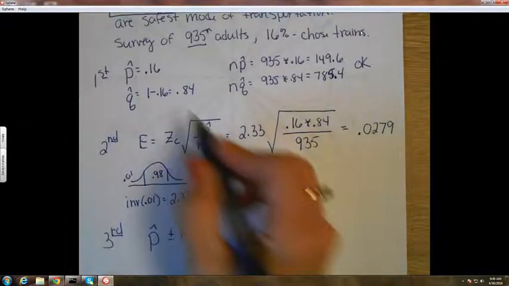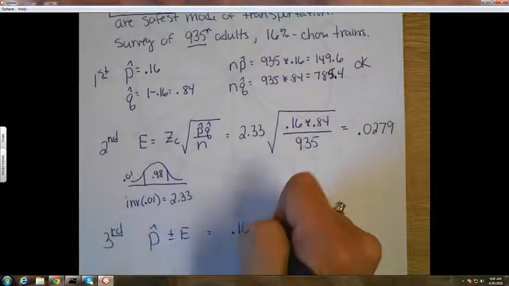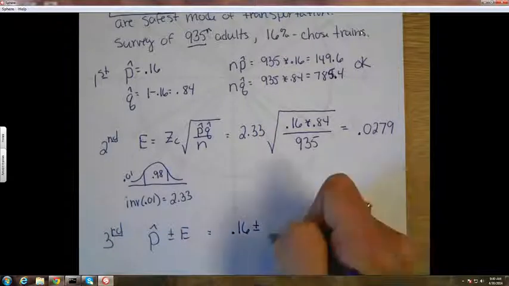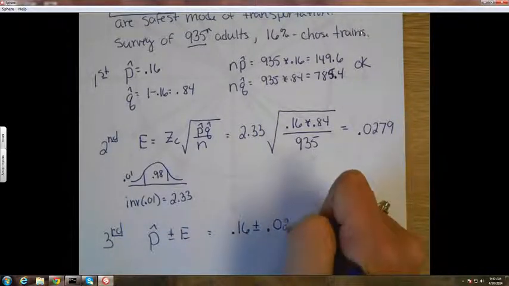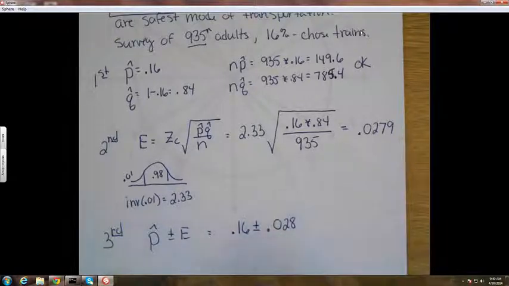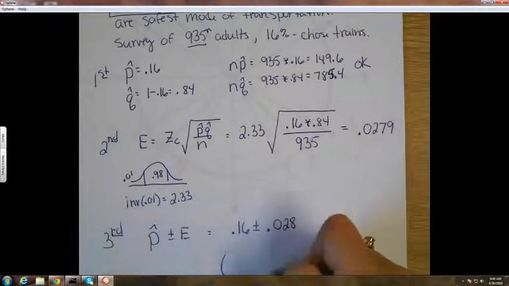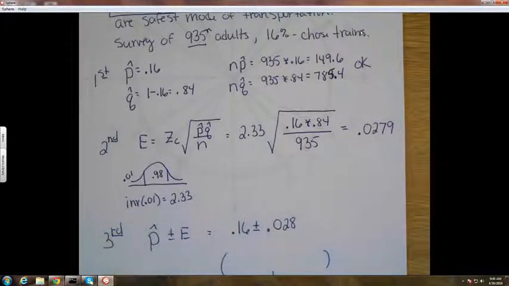The point estimate was 16%, plus and minus 0.028. That'll be good enough. And once we do the adding and subtracting, that'll be the interval. So the population percentage of people who think trains are safest would fall between these two percentages.